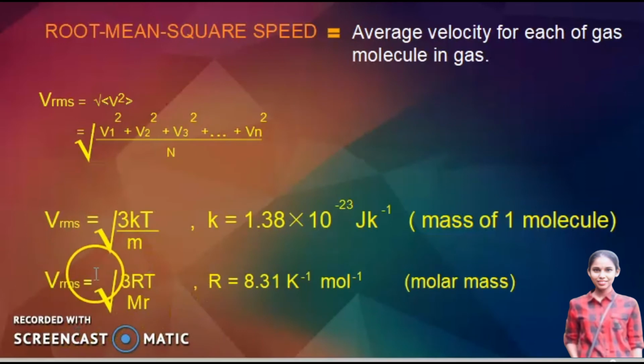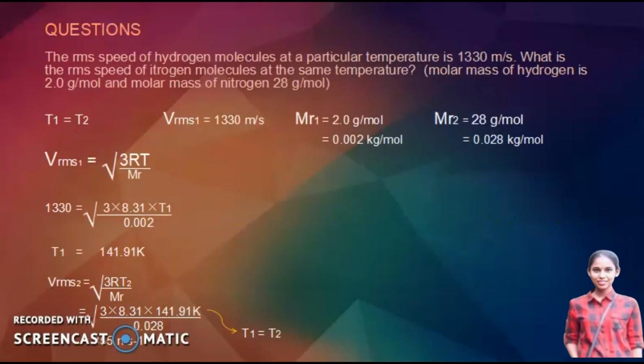Okay, let us refer to some questions. Question 1. The RMS speed of hydrogen molecule at a particular temperature is 1330. What is the RMS speed of nitrogen molecule at the same temperature? Given the molar mass of hydrogen is 2.0 gram per mole and molar mass of nitrogen is 28 gram per mole.